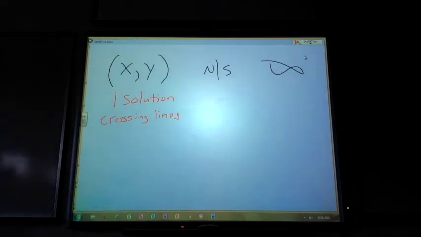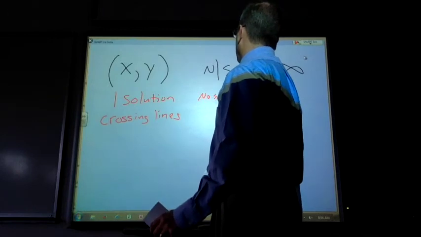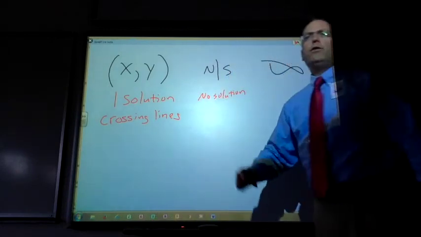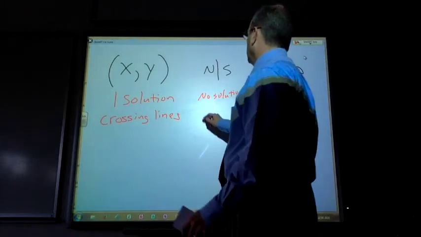The second one says the system has no solutions. Which of the remaining answers would work with no solutions? Yes, this is no solution. If there's no solution, do they cross? No. Do they lie on top of each other? No, they're parallel, right?